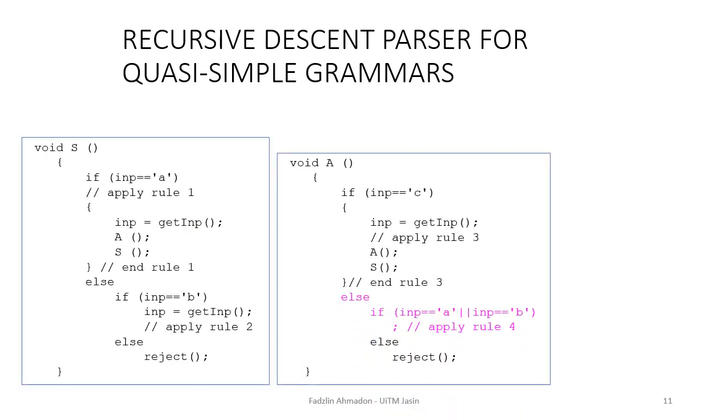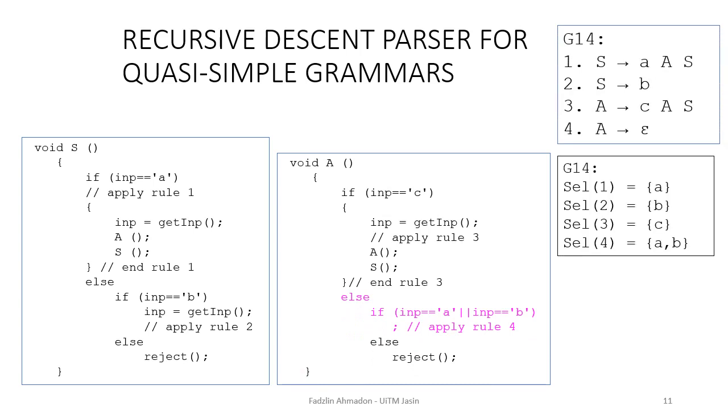Here are the two methods, S and A for grammar 14. Method S is for rule 1 and rule 2, and these two are from the same non-terminal S. Meanwhile, method A is for rule 3 and rule 4, and they are both for the same non-terminal A. Here we are more concerned with rule 4 because this is the nullable rule. And previously we have discovered that the selection set for rule 4 are A and B.